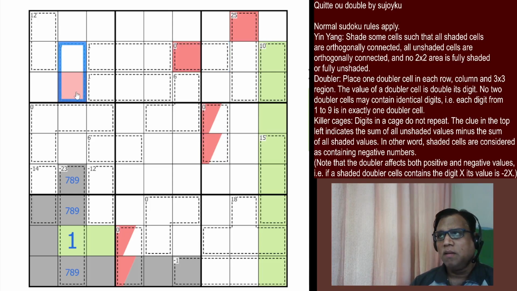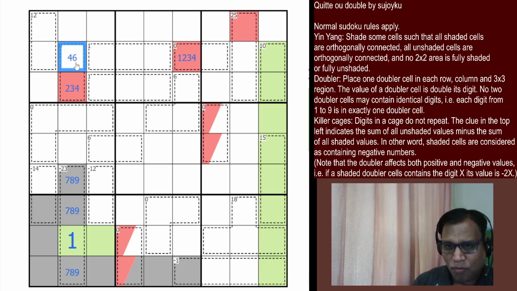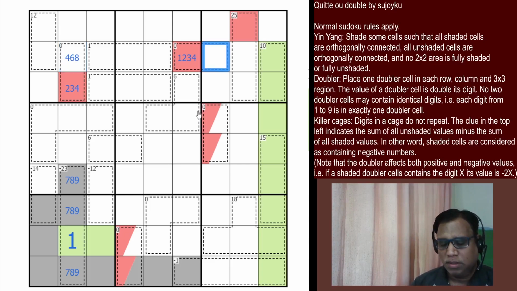But the double value cannot be between 5, 6, 7, 8, 9, right? Because I mean the single value, which is the doubler. In the doubler, you cannot have 5, 6, 7, 8, 9, because then this value will go into double digits. So that means this value must be 1, 2, 3, 4, right? And so that this could be single digit values. So if this is 2, 3, 4, this must be 4, 6, 8, which is double of this, and this could be 2, 4, 6, 8, which could be double of this.